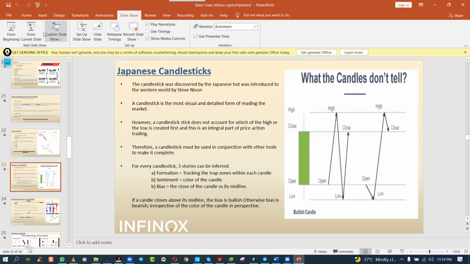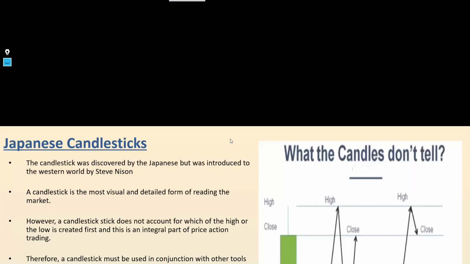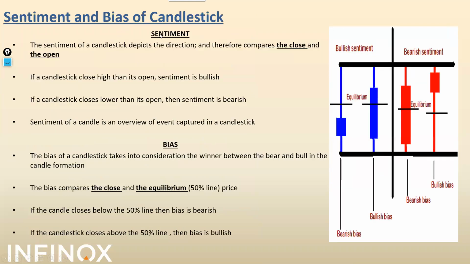So let's take it to the next slide, where we're going to be seeing some basic things like sentiment and bias of a candlestick. The sentiment of a candlestick depicts the direction and therefore compares the close and the open. If a candlestick closes higher than the open, the sentiment is bullish. If a candlestick closes lower than its open, the sentiment is bearish.